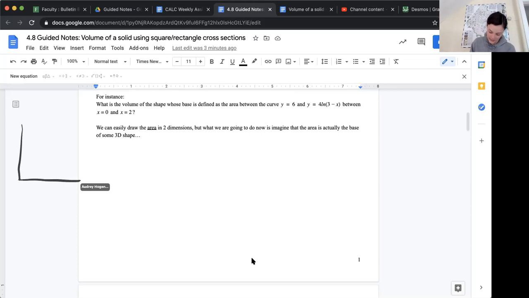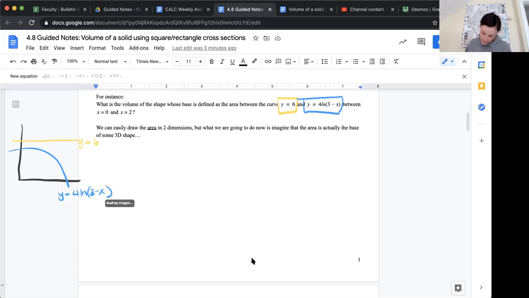So we know that we are dealing with the area between the curve y equals 6, which I'm going to put in yellow. Y equals 6, just pretend that's 6. I didn't label my axis. And then our other line is y equals 4 times the natural log of 3 minus x. And I've already looked up the graph of this function, so you can look that up on your calculator, but I know that it roughly looks like this. So I'm going to label this as y equals 4 ln 3 minus x.